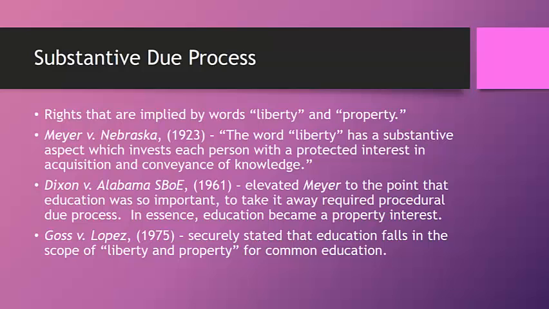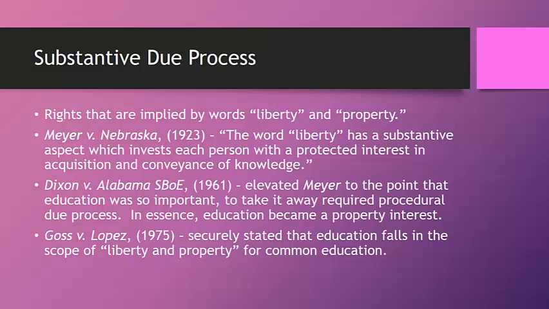There was really nothing more significant that came of this until the 60s and 70s. And the two cases that we're going to continuously refer back to throughout this presentation are Dixon versus the Alabama School Board of Education, 1961, and then Goss versus Lopez, 1975.